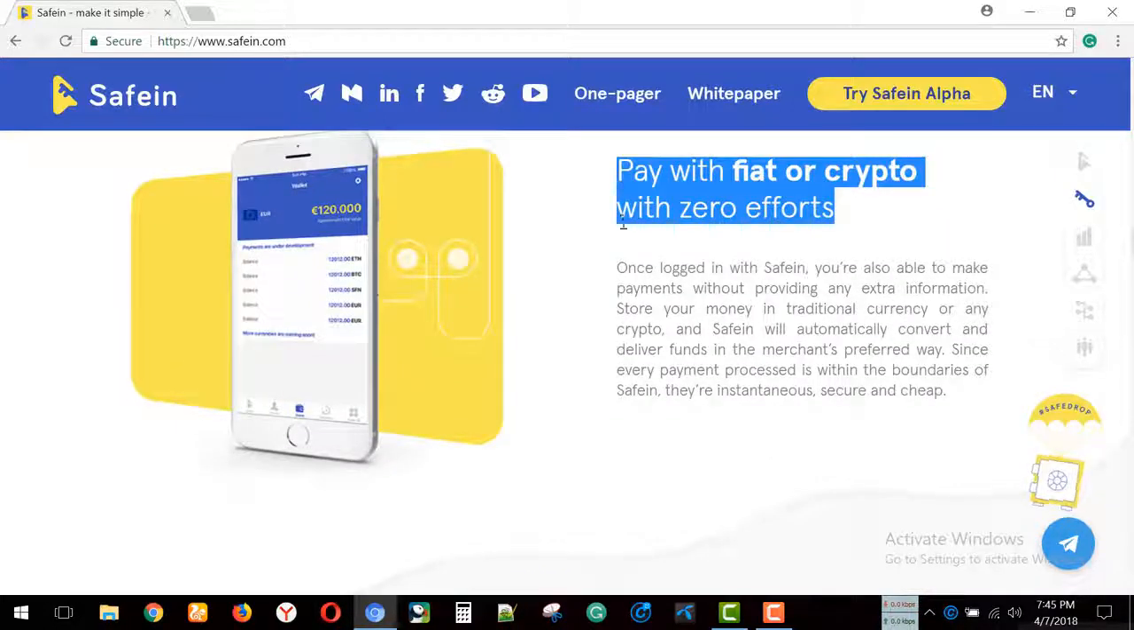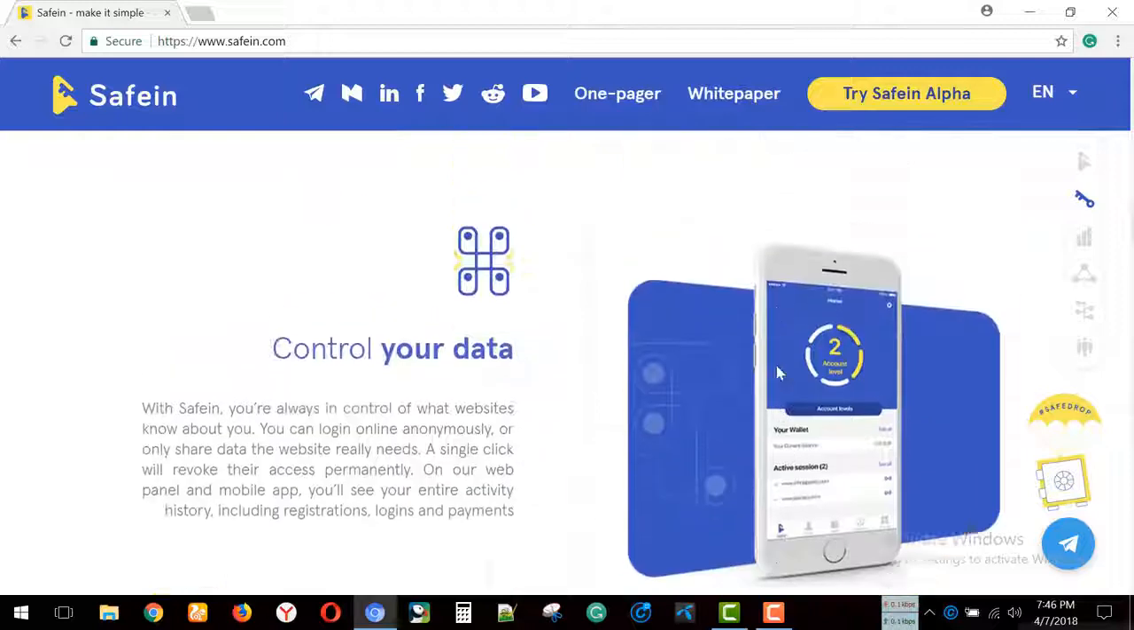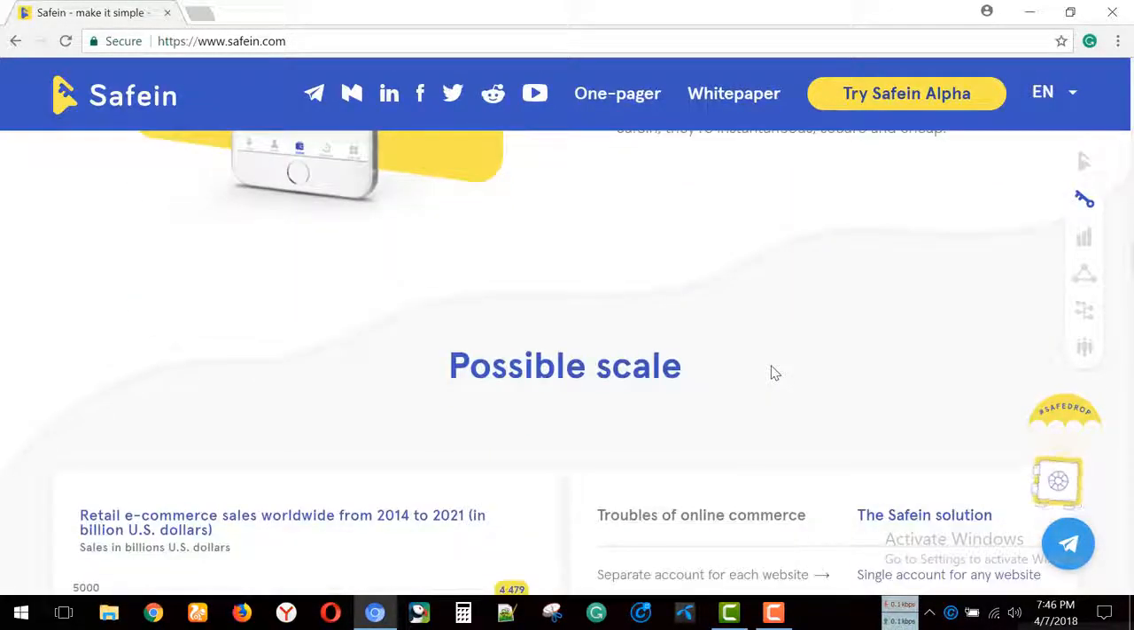These features actually show that Safin is a platform where users can store both their fiat and crypto currencies, and you can make the payment easily. Safin is going to convert your currency from one currency to another, and you can make the payment in the merchant's preferred way. And since every payment is processed within the boundaries of Safin, it is going to be instantaneous, secure and cheap, and definitely the fastest and safest way of making payment. That's why they are calling it a revolutionary way to pay online.